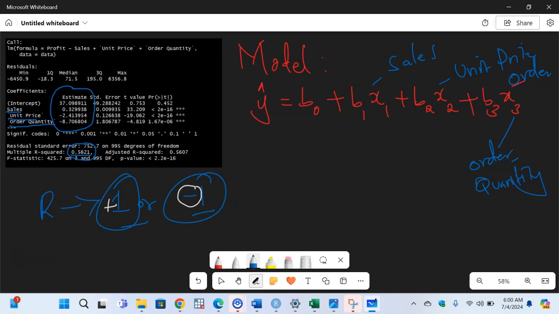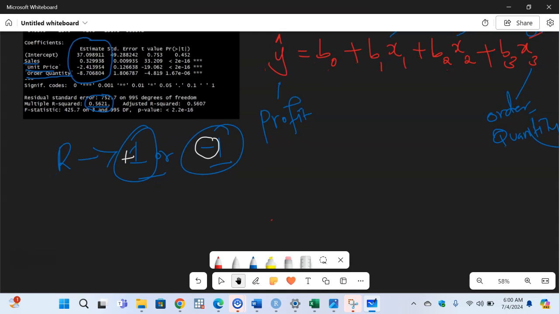So this is the general format, and we know this is profit. So this is the general format of the model. This is how the model will look like. But how it will look exactly, the exact format, the particular model, this is how we derive the model.